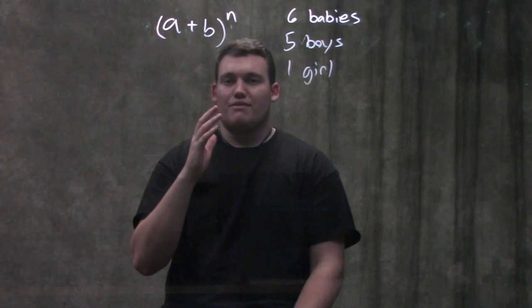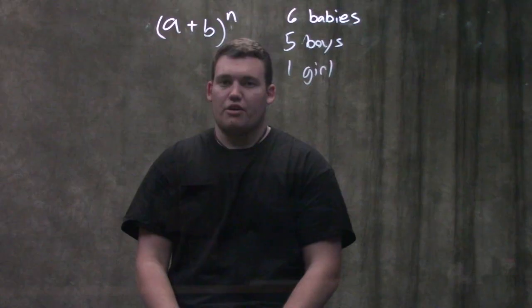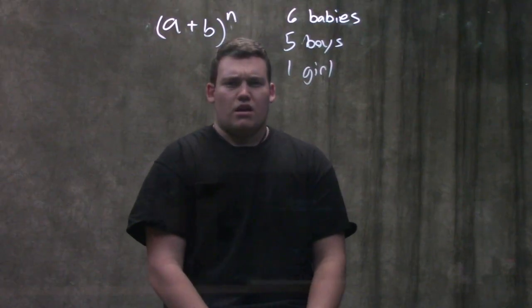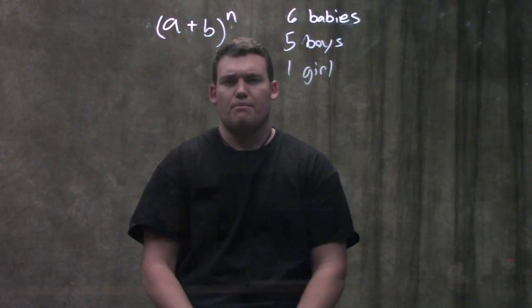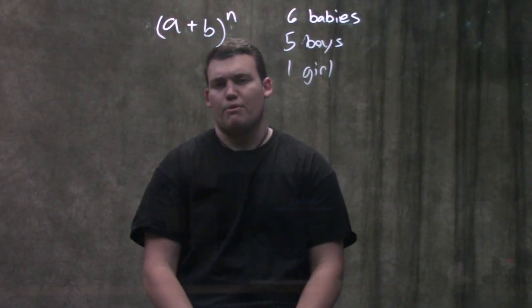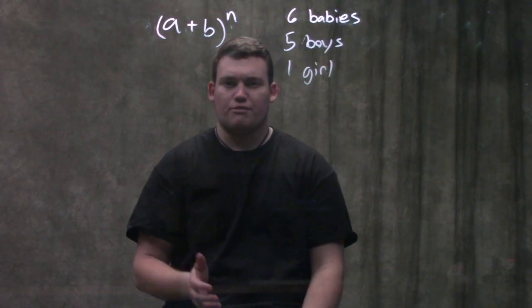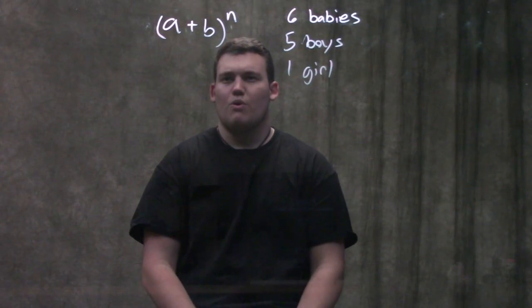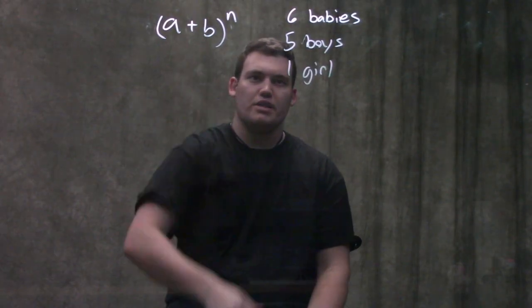But what if I said we're going to have 6 babies, 5 of them need to be boys, and 1 of them needs to be a girl? Well, I can't just do the same thing over and over again. I can't just multiply 0.5 times 0.5 times 0.5 because that's not quite specific enough. So what we're going to do is we're actually going to plug this into this formula here.